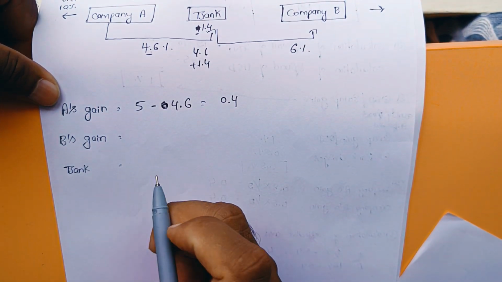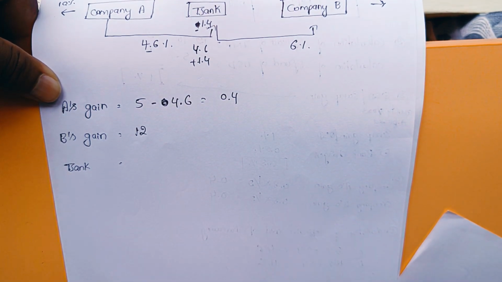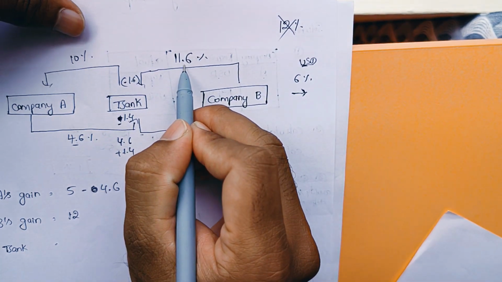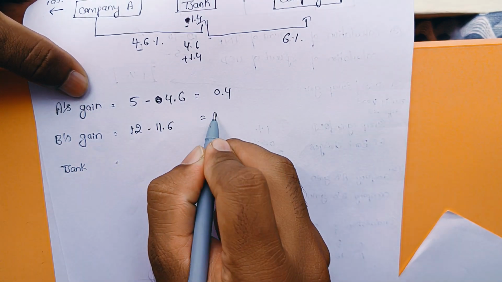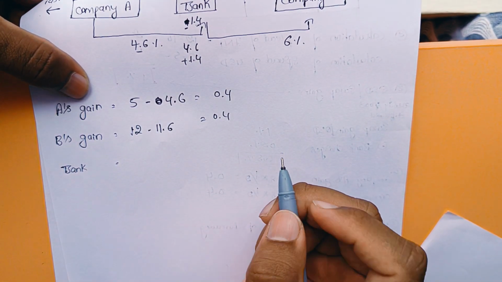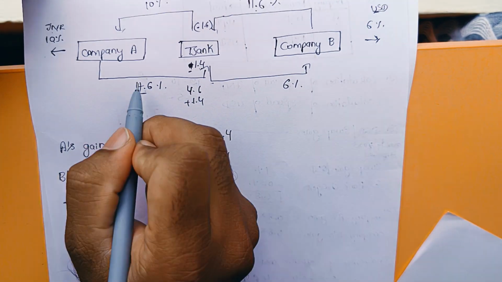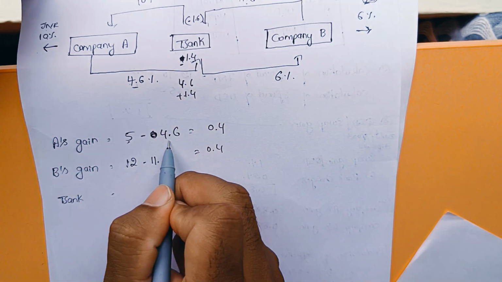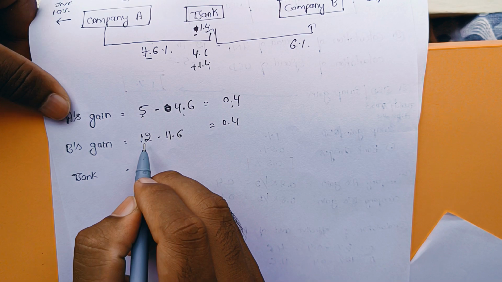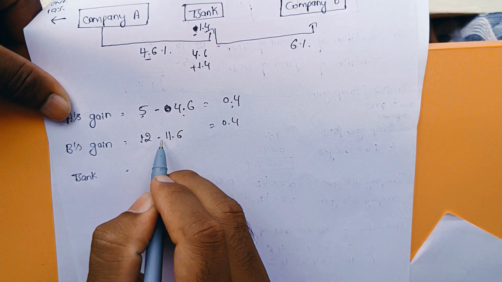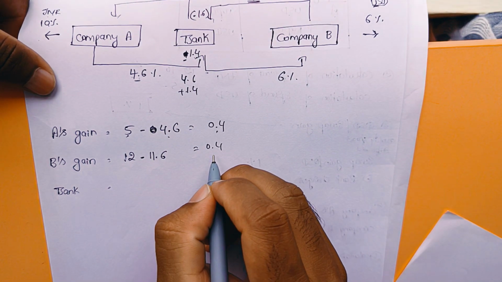Then coming to company B. Without the swap, it could have paid 12, but with the swap it is paying only 11.6. So what is the advantage? 0.4. Done. Company A, without the swap, could have paid 5, but with the swap it pays only 4.6, so the gain is 0.4. B's gain: it could have paid 12 without the swap, but now it's paying only 11.6, so the advantage is 0.4.